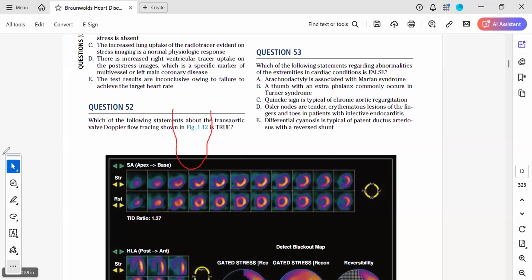Question 53. Which of the following statements regarding abnormalities of the extremities in cardiac condition is false? A. Arachnodactyly is associated with Marfan syndrome. This is true.